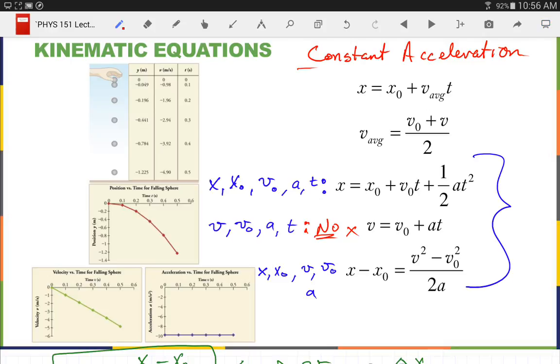If I look at the bottom one, what variable is it missing? So if you're looking for a problem and it doesn't give you time and it doesn't ask you for time, that's your most likely equation to work with.